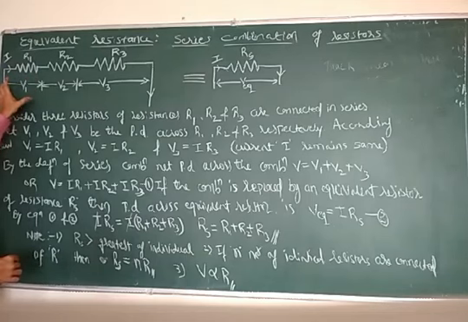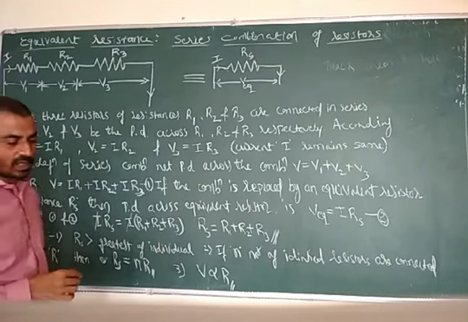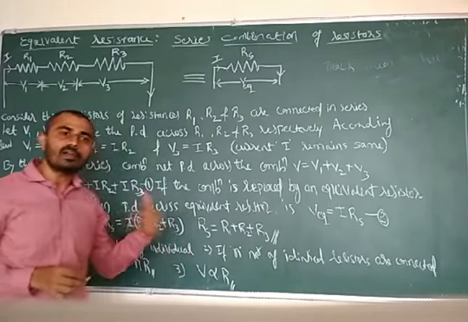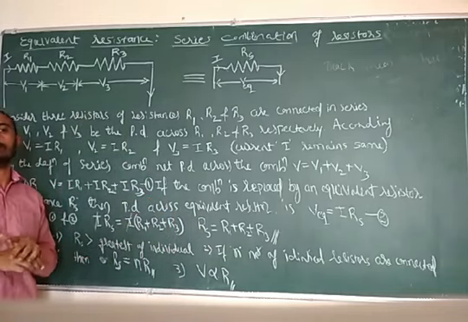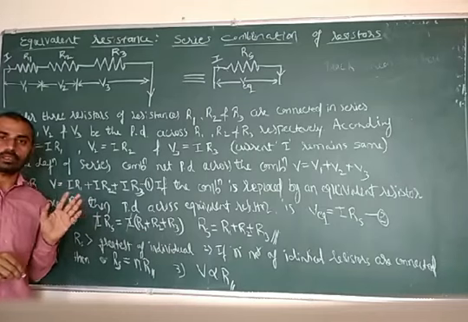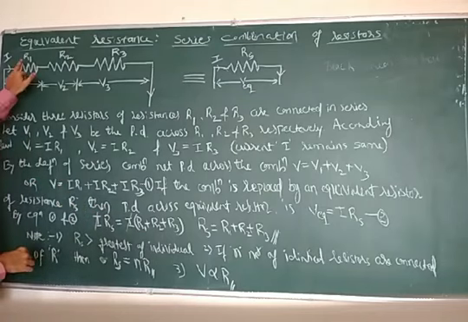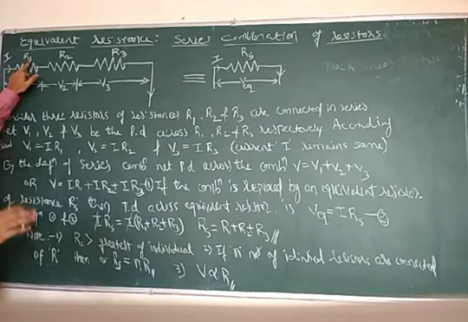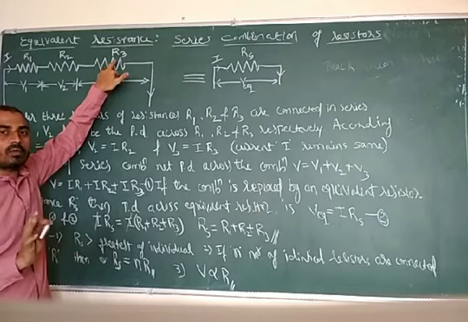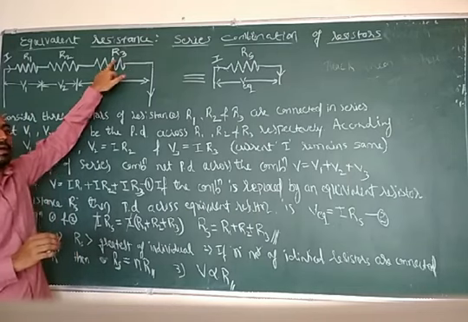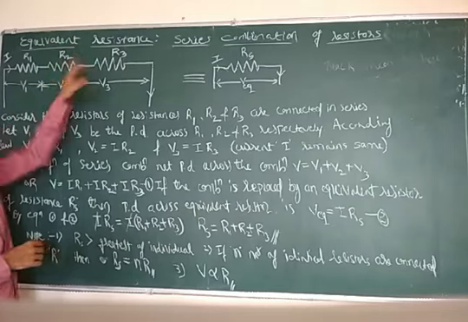Here you can see R1, R2, R3 are the three resistors which are connected. All are having a different resistance. All resistors are not of the same value, or all are not of the same resistance. That's why here we represent them with the subscripts R1, R2, R3. It means R1 is not equal to R2, is not equal to R3. All are different.